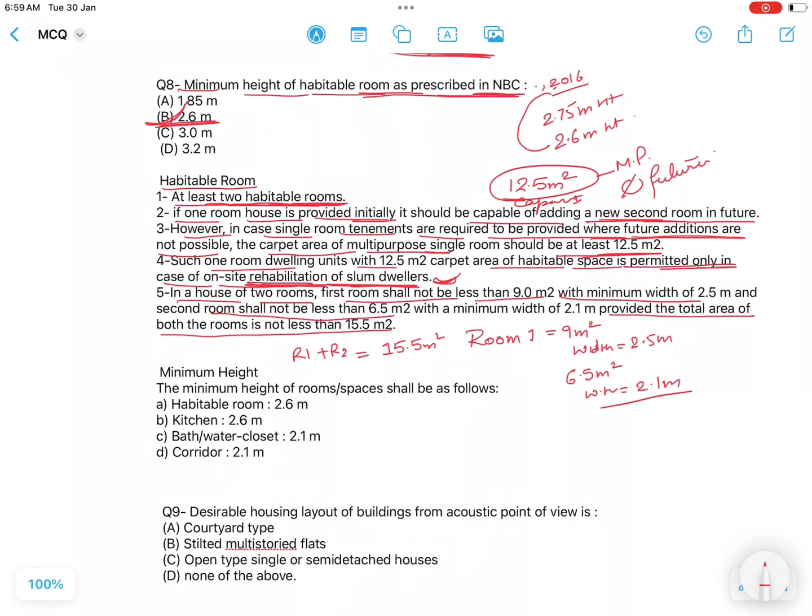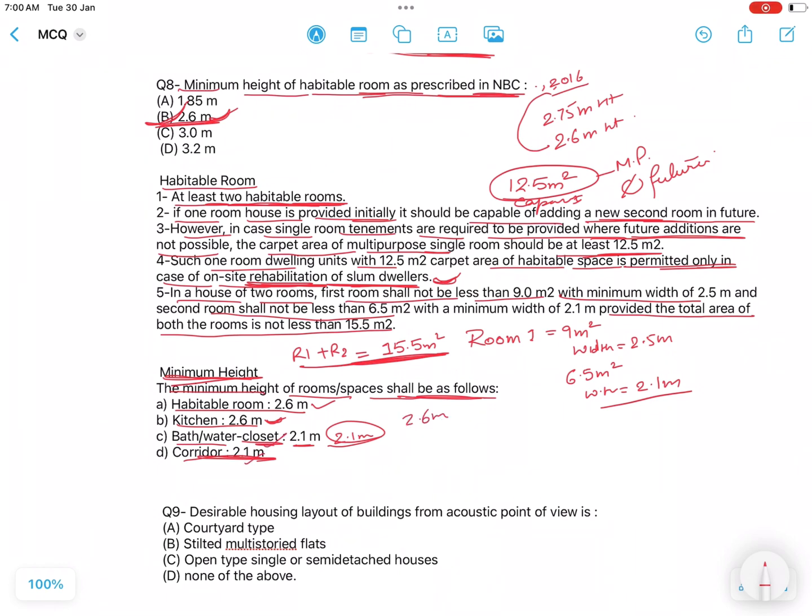Now looking for the minimum height. Minimum height of the room space shall be as follows. A habitable room should have 2.6 meters. Kitchen should have 2.6 meters, but a bath and a closet could have 2.1 meter. And same for the corridors. So kitchen and habitable rooms will have 2.6 meters, and bath and closet will have 2.1 meter.